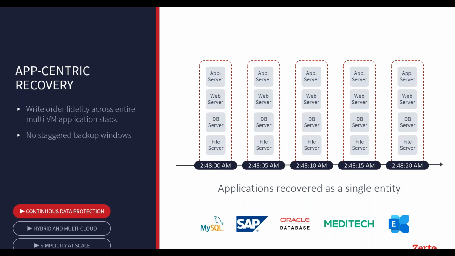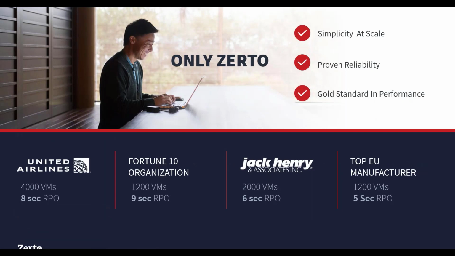So now that I've talked about our continuous data protection and why that's so important for bringing your data back online as quickly as possible, actually, I almost forgot about this slide. This is just illustrating some of our larger customers and the RPOs that they're able to achieve with a different number of virtual machines. I apologize for that, but you have United Airlines with 4,000 VMs with an 8-second recovery point objective. Jack Henry with 2,000 virtual machines, a 6-second recovery point objective, and you have a couple other unnamed but very large organizations and customers of Zerto that are also achieving RPOs below 10 seconds on over 1,000 virtual machines.